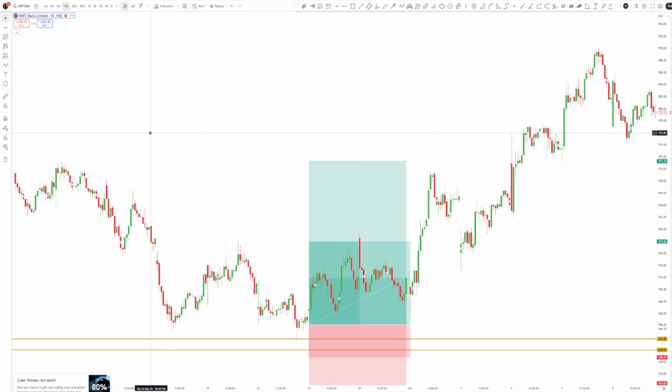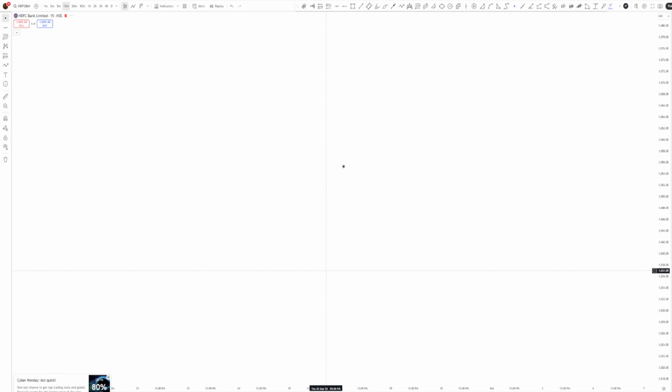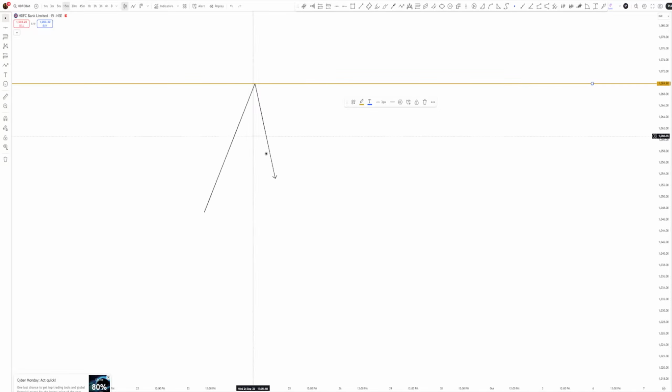Let's draw an example here. Let's go to a blank canvas, and let's say this is our major support in the higher time frame. And what the price did is that the price came to this level and tried to break above, but it didn't go above. Instead it fell very drastically.